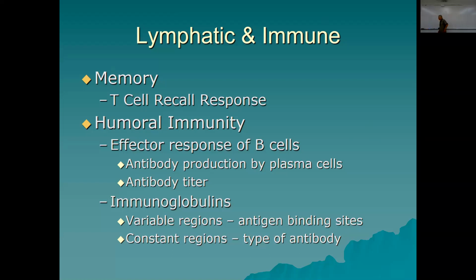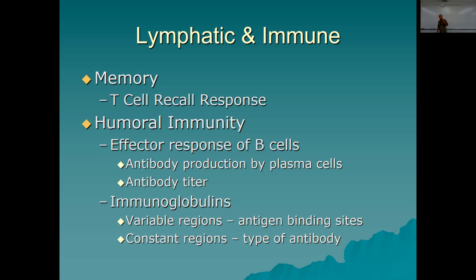So, humoral immunity, effective response of B cells. And we actually already know what that is. Antibody production by plasma cells. And once that happens, we have what's called an antibody titer in our blood. That means the level of antibodies dissolved in your blood throughout your body for that particular antigen.